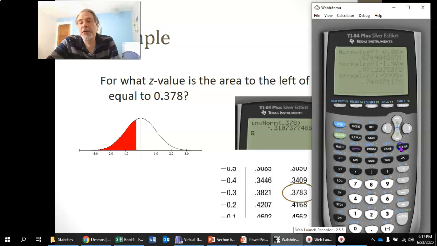On some other calculators, when we go to the distributions menu and select inv_norm, this is what comes up, a little screen like this. So where it says area, that's where we would put in the number 0.378. And if we're dealing with z-scores, make sure your mu is set to 0 and your sigma is set to 1. And then just go down to paste, hit enter, and hit enter again, and the answer shows up, negative 0.31.